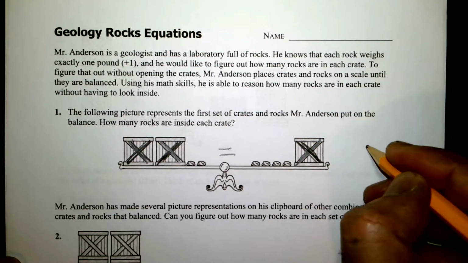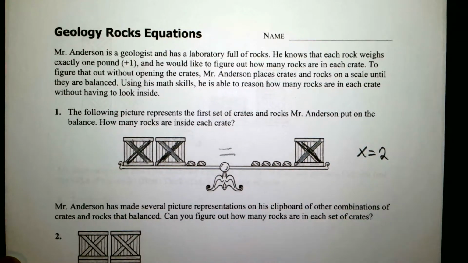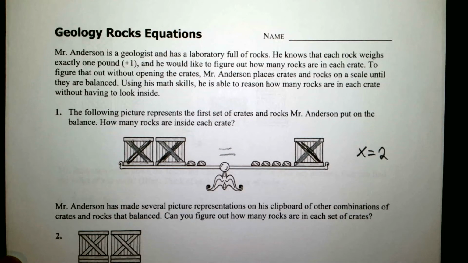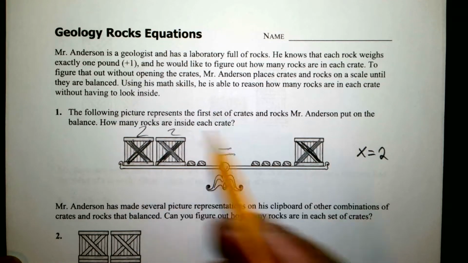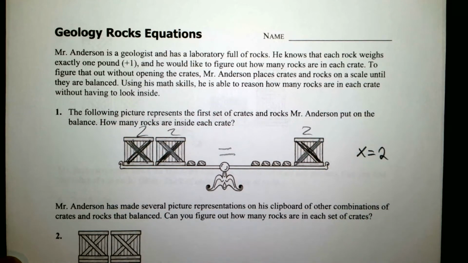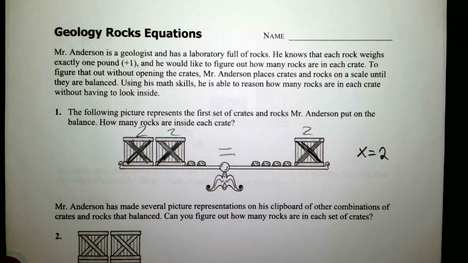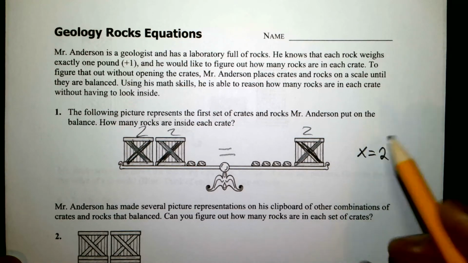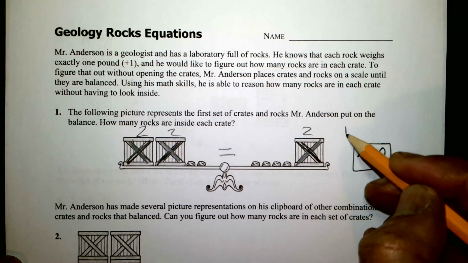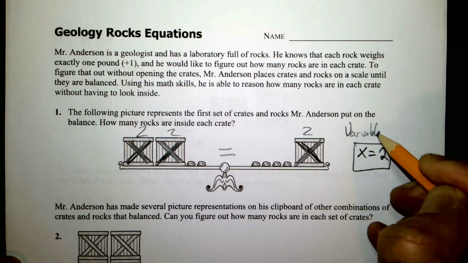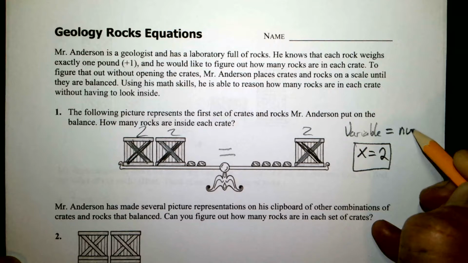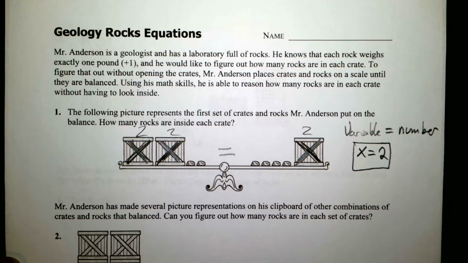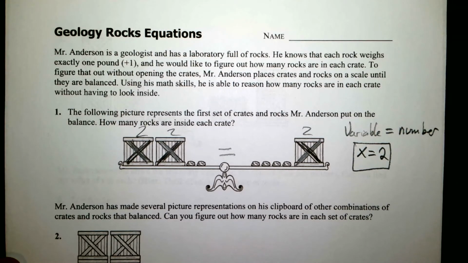All right, so you should have gotten x equals 2. The number of rocks in each crate is 2. There are 2 rocks here, 2 rocks here, and 2 rocks there. And there are a number of different ways to do it. You can just kind of look at it and figure it out possibly, or maybe you were simplifying this problem in order to get to a final solution where you have a variable on one side and a number on the other, because that's what our solutions will look like.